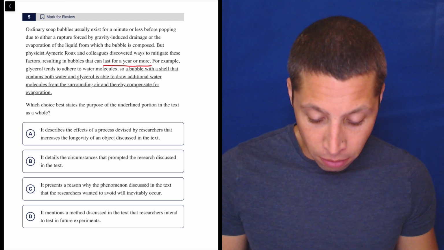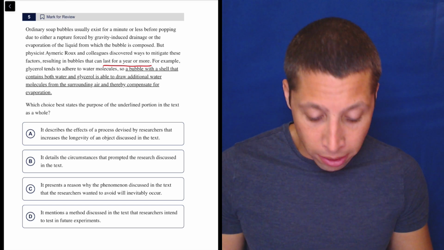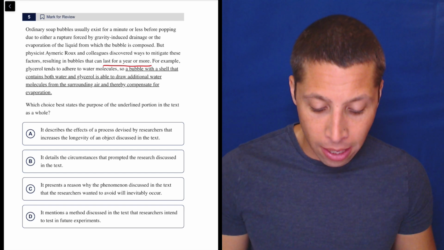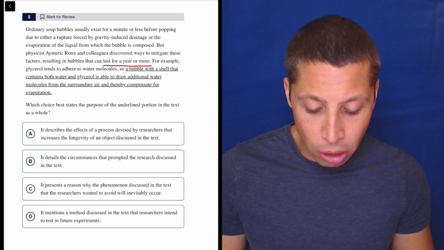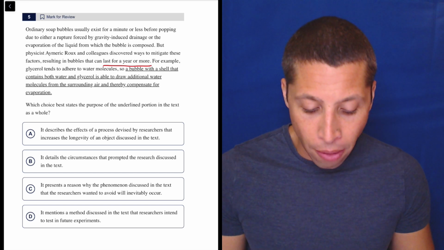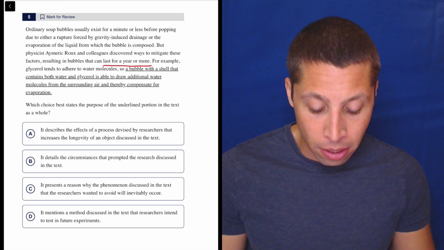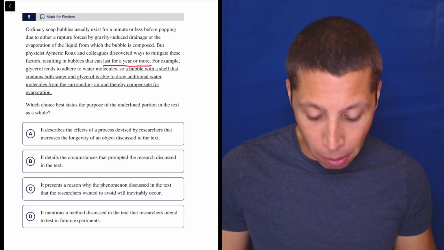Focus on that. For example, glycerol tends to adhere to water molecules, so a bubble with a shell that contains both water and glycerol is able to draw additional water molecules from the surrounding air and thereby compensate for evaporation. So glycerol matters. What's the main purpose?